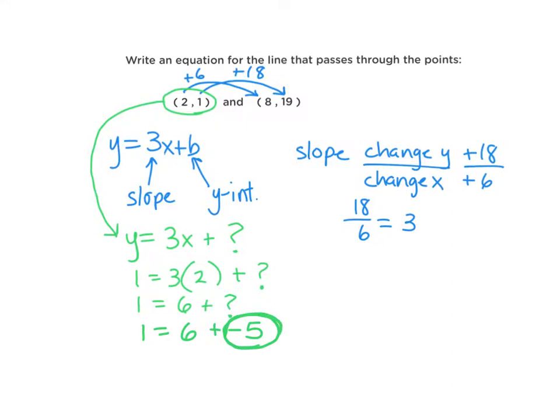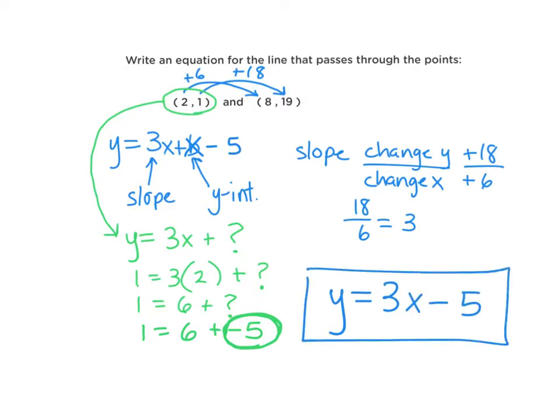So we would go back into this equation and replace that b with negative 5. The b is not unknown, it's a negative 5. So our final answer would be y equals 3x minus 5, and that would be our equation.